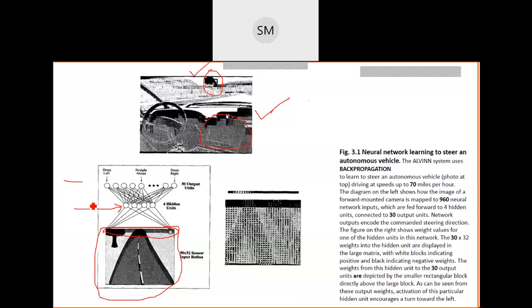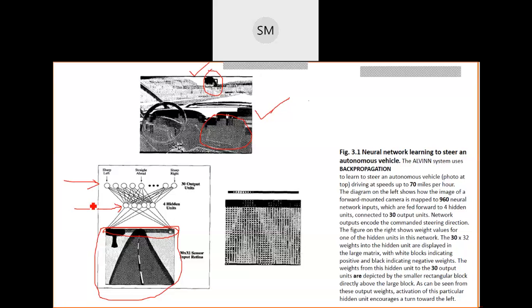It is not compulsory or mandatory that we should take only four hidden units and 30 output units in every problem. It depends on the problem and varies from problem to problem. So here we are considering four hidden units and 30 output units.